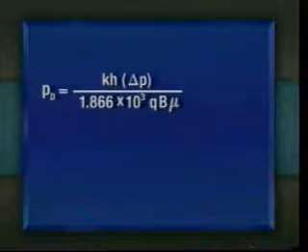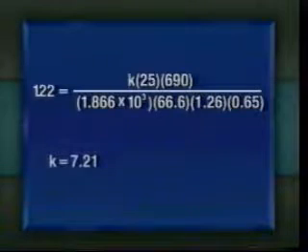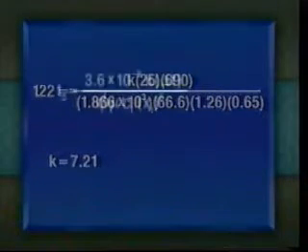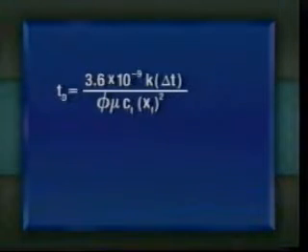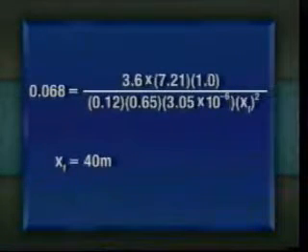To determine permeability, the pressure match point of delta P equal to 690 kilopascals and a corresponding p sub D of 1.22 were read directly from our log-log data plot and type curve. Using this equation, we then solve for a permeability of 7.21 millidarcies. To determine the fracture half-length x sub f, the time match points are utilized. From our curve match of delta t equal to 1.0, t sub D equals 0.068. Fracture half-length is calculated from this equation. Our final solution gives x sub f equal to 40 meters.